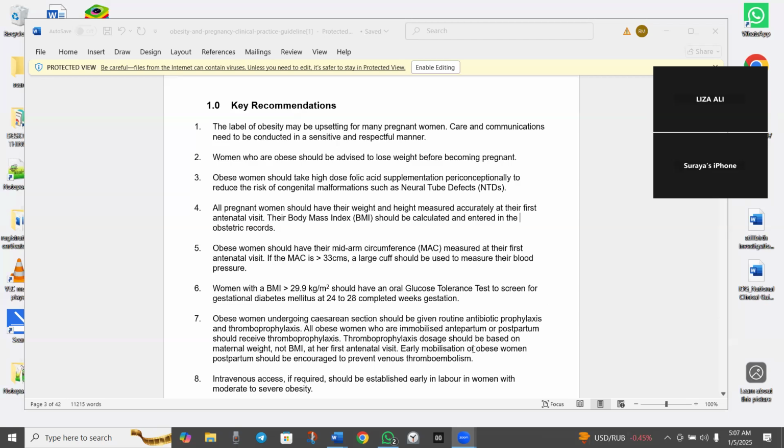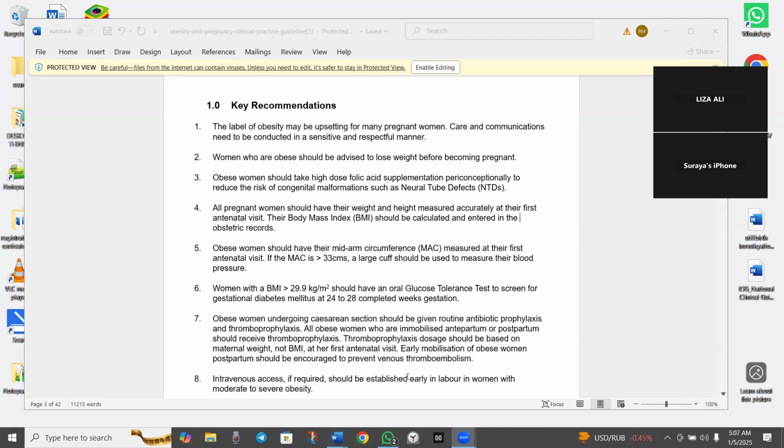She has an increased risk of DVT. The thromboprophylaxis dose we calculate according to weight, the maternal weight at the time of the first booking visit, and not BMI. This we have to remember: not BMI when calculating the thromboprophylaxis dosage. We calculate with maternal weight, not BMI. So this is a very important MCQ question.